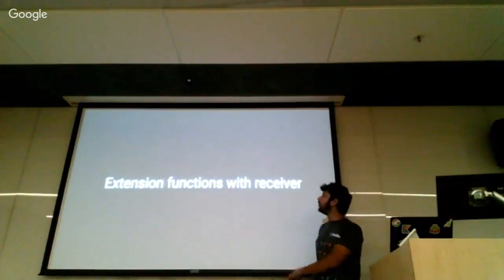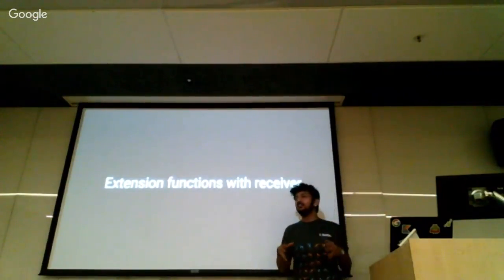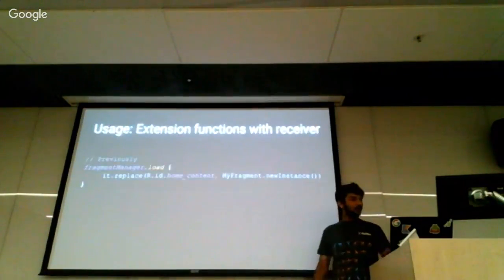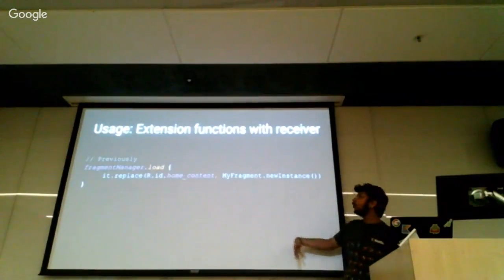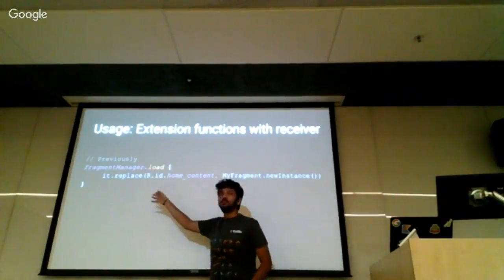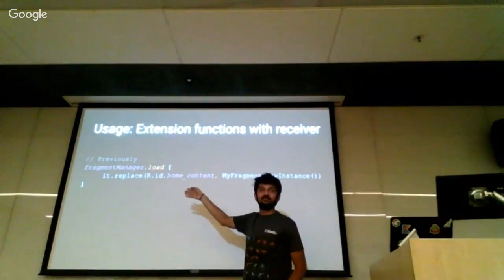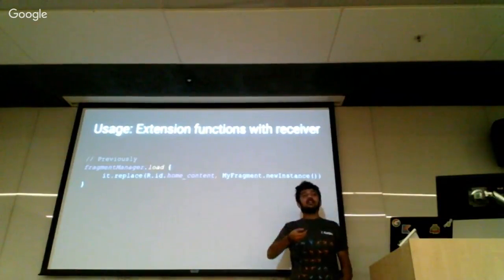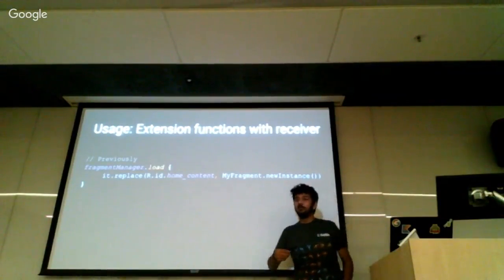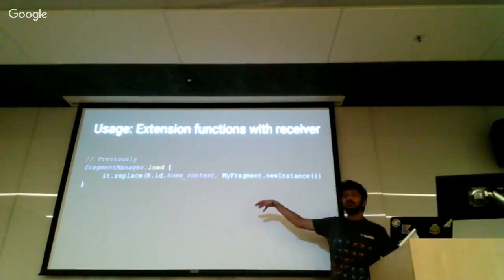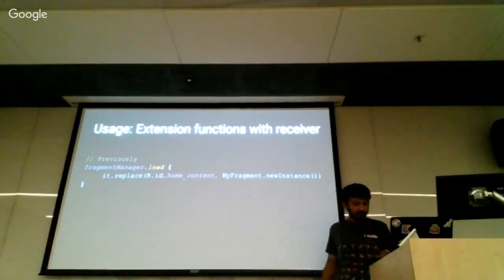Extension functions with receiver. This is a feature which is really unique to Kotlin. It is not there in any other language. Previously we saw that we can have a load method and do our logic in between. But did you notice what the it is doing over there? Basically, it is the instance of fragment transaction, because the replace method belongs to the fragment transaction class, right? So it, in this case, is the fragment transaction. We don't want that, right? We want something like this.